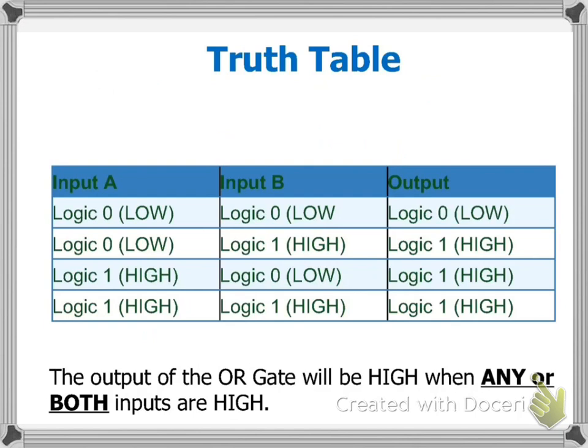So the output Z will be high when A is high. It'll be high if B is high. It's also high when A and B are high together. So Z equals A or B. They can both be high or any one high, and it will be high.